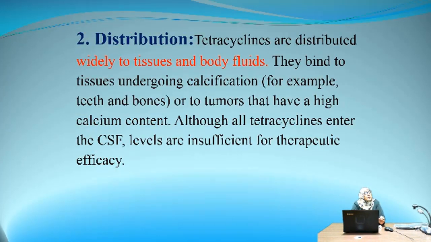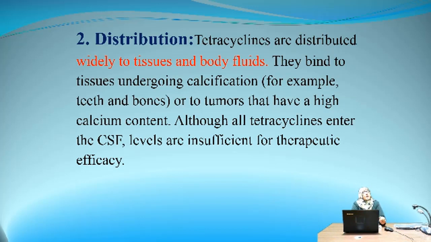Distribution of tetracycline. Tetracyclines are distributed widely to tissues and body fluids. They bind to tissues undergoing calcification, for example teeth and bones, or to tumors that have a high calcium content. Although all tetracyclines enter the cerebrospinal fluid, levels are insufficient for therapeutic efficacy.